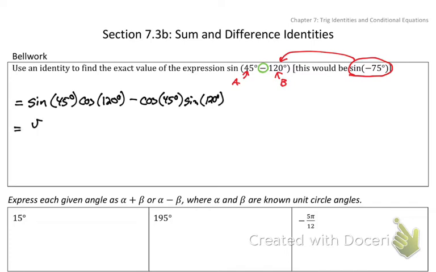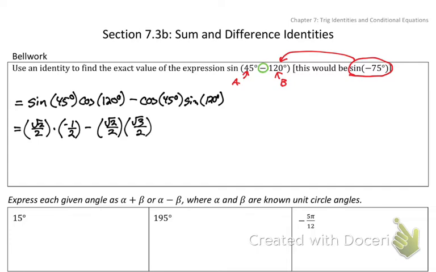Sine of 45, square root of 2 over 2. Cosine of 120, we should know it's negative because we're in quadrant 2. And we might have looked this up, but it's negative 1/2. It's okay if we look it up as long as we know how to read the unit circle. Cosine of 45, square root of 2 over 2, times square root of 3 over 2.